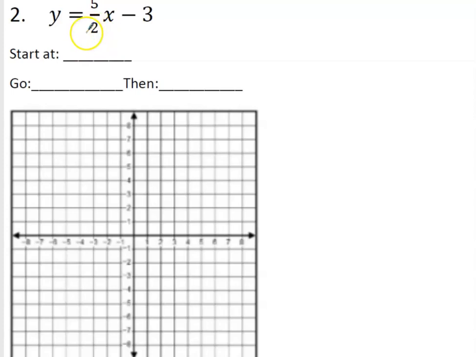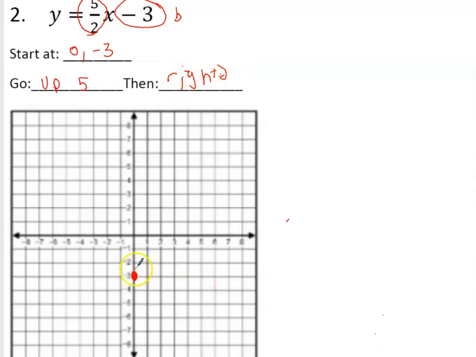Now our slope is right here. It's 5/2. Our b is going to be -3. So we're going to start at the point 0, comma, -3, because that is our y-intercept. So I go down to -3, and I'm going to put a nice big old dot at -3. And it is a positive, so I'm going to, from that spot, go up 5 units, and I'm going to go to the right 2 spots.